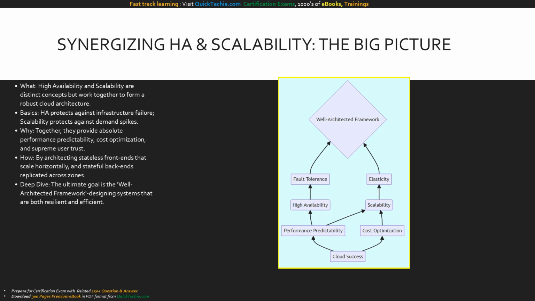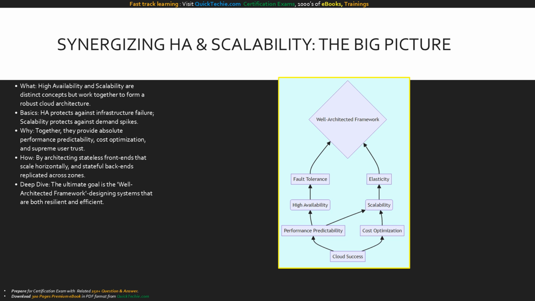As we wrap up our training, let us look at the big picture and summarize the synergy between high availability and scalability. Throughout this session, we have treated them as distinct concepts and structurally, they are. High availability is your shield. It protects your application against unexpected infrastructure and hardware failures. Scalability is your engine. It protects your application against overwhelming spikes in user demand, while also throttling down to save you money when demand drops.